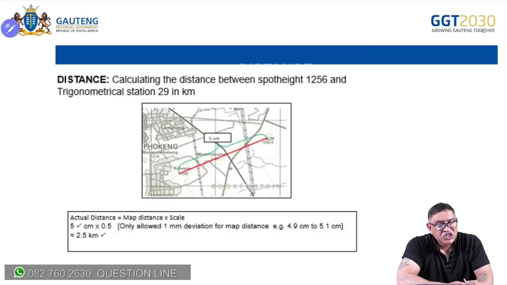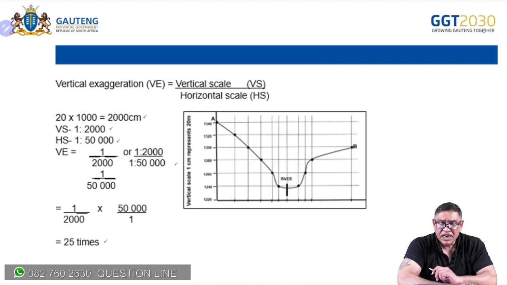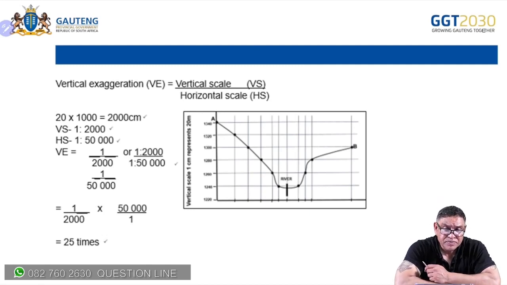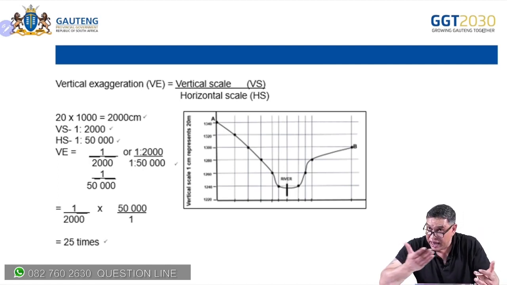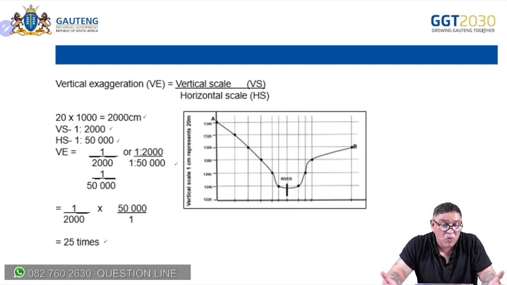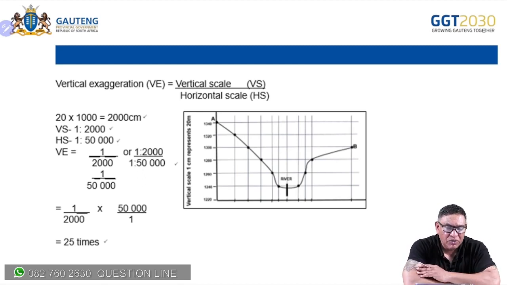Then it seems again there's a challenge when it comes to our vertical exaggeration. Now, I want to get clear with you. Again, we did it in the first show, and this can come out in any paper, paper 1 or paper 2. You'll notice there's a change in the way marks are allocated, and learners, you can score marks here.